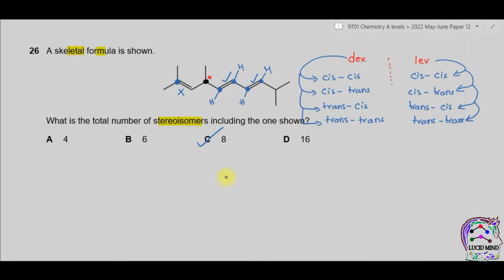There is also a formula that you can use, 2 raised to the power n, where n is the number of double bonds or chiral centers. So we have 2 cis-trans double bonds, 1 chiral center. So in total we have 3, 2 power 3 is 8. So correct answer is C.